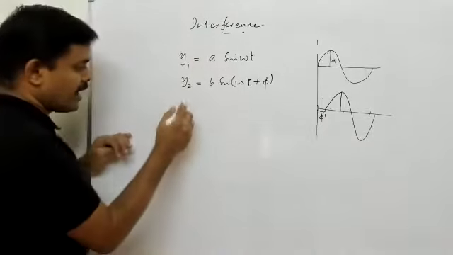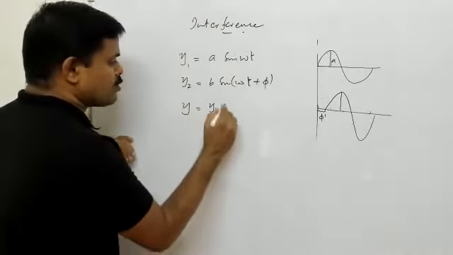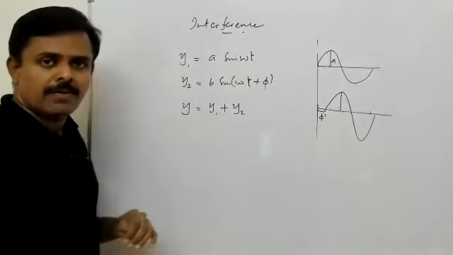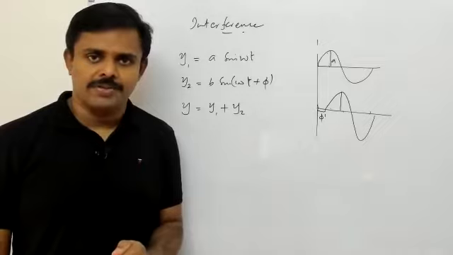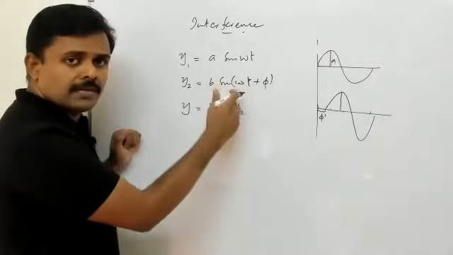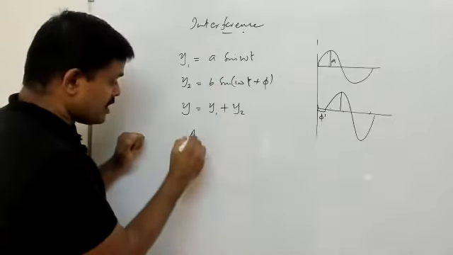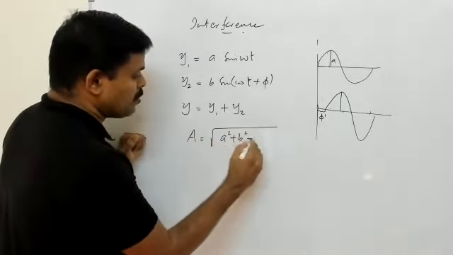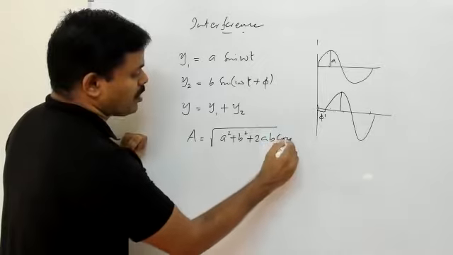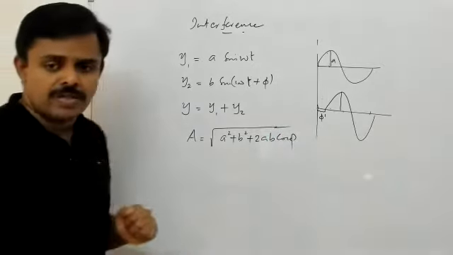Now, when they join together, what does the principle of superposition say? The resultant wave is given by y = y1 + y2. You've seen this in school classes. So I can add these up. What am I getting then? The resultant amplitude is given by the root of A² + B² + 2AB cos φ. This is the first equation you have.